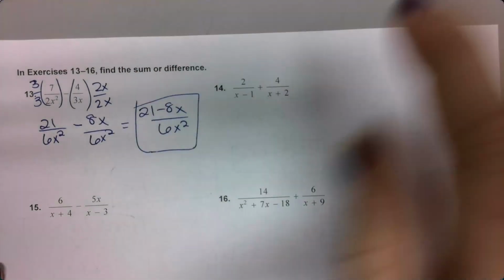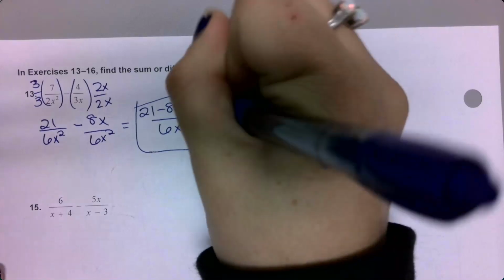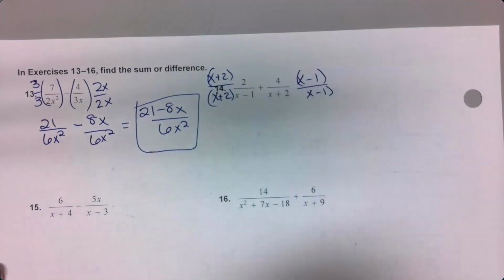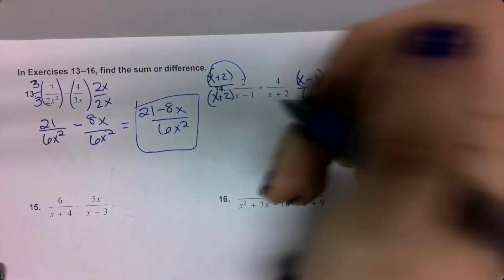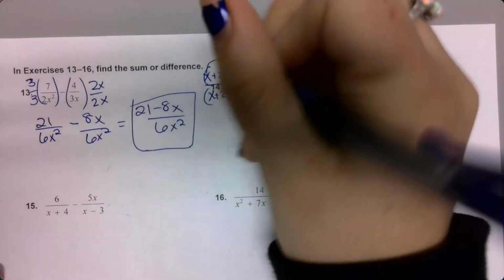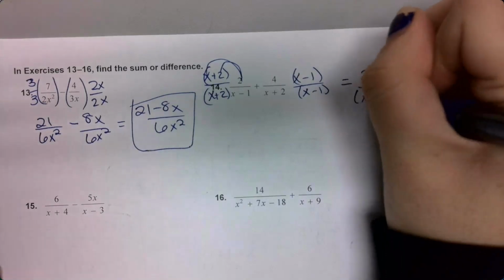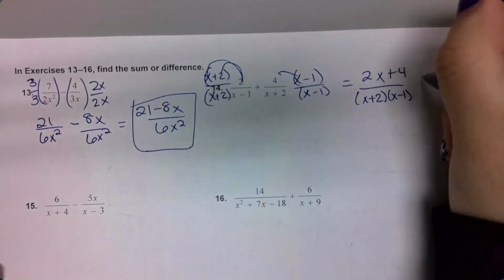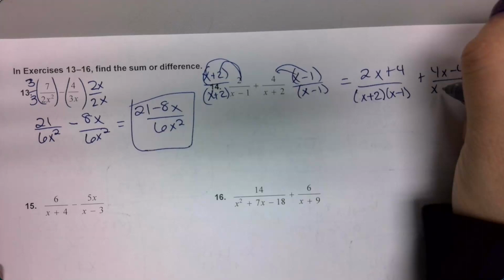On number 14, this has an x plus 2, and this one has an x minus 1. So my first one needs to be multiplied by x plus 2 over x plus 2. And my second one needs to be multiplied by x minus 1 over x minus 1. Oops, parentheses. So on my first one, I want to distribute that 2. So I'm going to have 2x plus 4. And then my bottom I'm going to leave factored. On my second one, I'm going to have 4x minus 4 over my factored denominator.